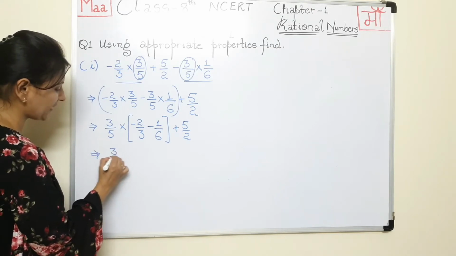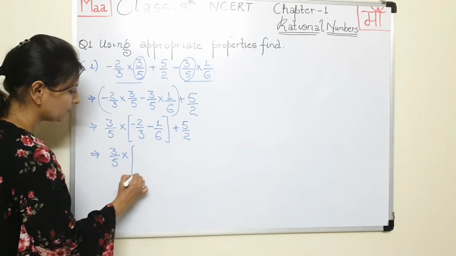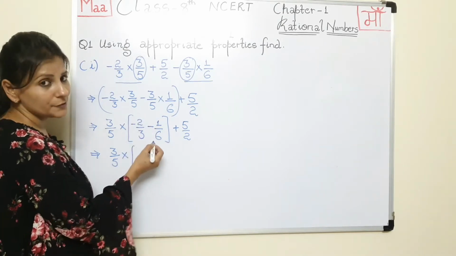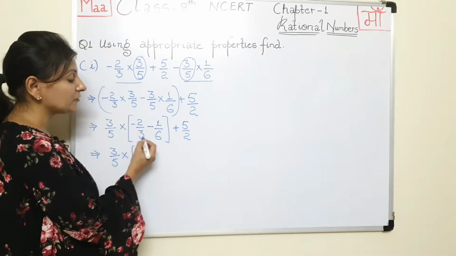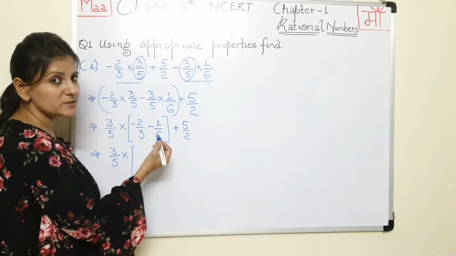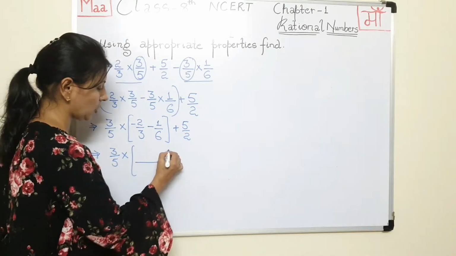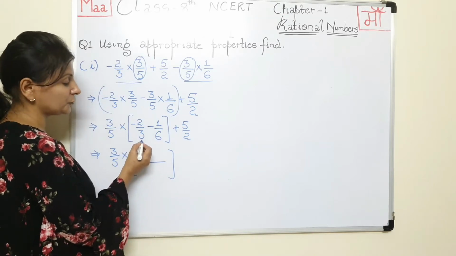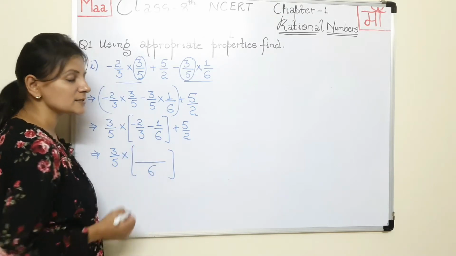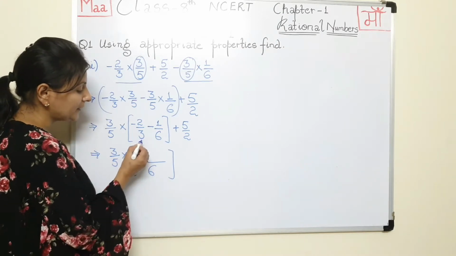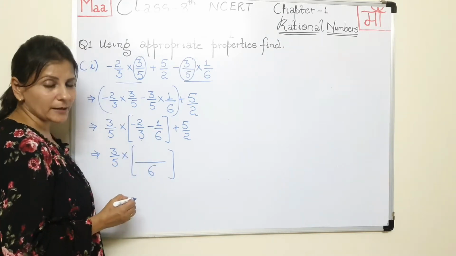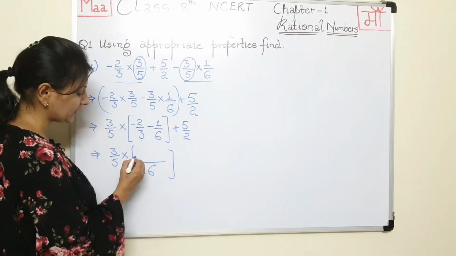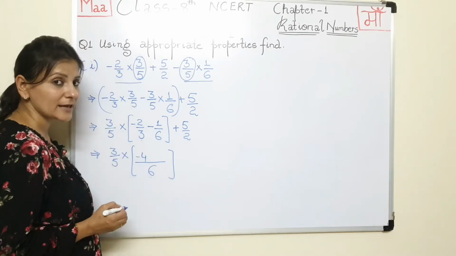So 3 upon 5 will come as it is, multiplied. When you solve the bracket, you can see that the denominators are different and these are rational numbers, and whenever we have different denominators, to solve the rational numbers we take the LCM of the denominators. Since 6 is a multiple of 3, the LCM of 3 and 6 will be 6 only. Now in the table of 3, how many times does 6 come? It comes 2 times. So with that 2 you multiply the numerator. So 2 into 2 will give you 4. So minus 4, because the minus sign is here.